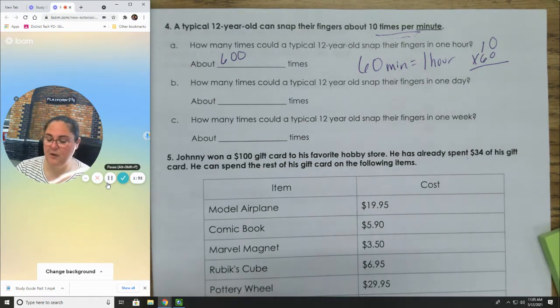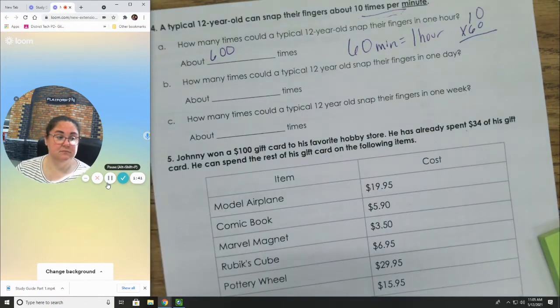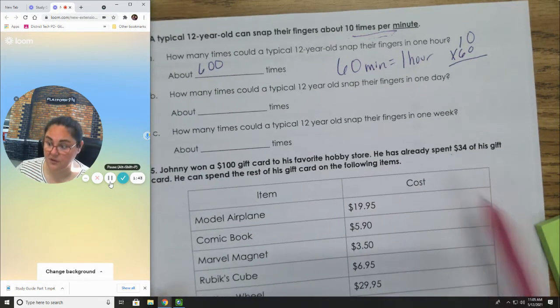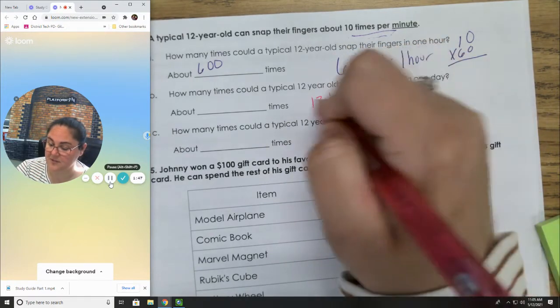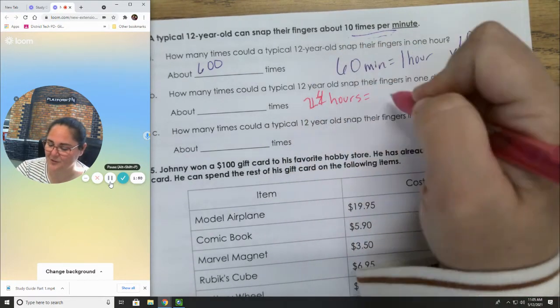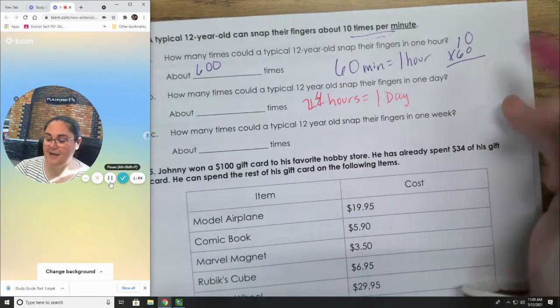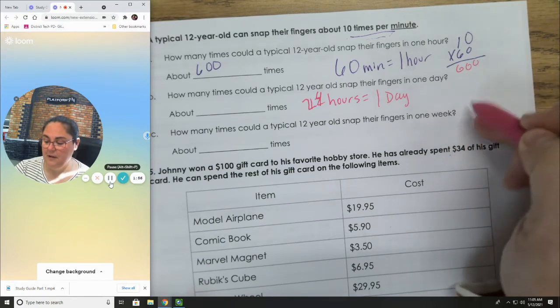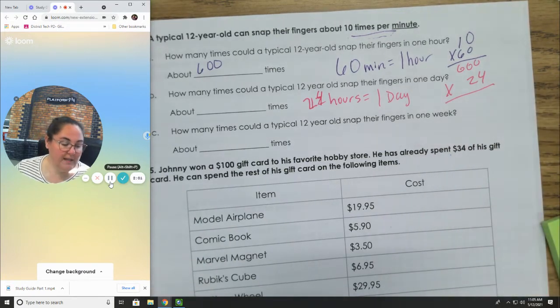Now let's do the next question. It says, how many times could a typical 12-year-old snap their fingers in 1 day? Well, how many hours are in 1 day? Well, there are 12 hours in 1 day. Or, I'm sorry, 24. 12, Lord help me today. 24 hours in 1 day. Which means I'm going to take this 600 and I'm going to multiply by 24. What is 600 times 24?